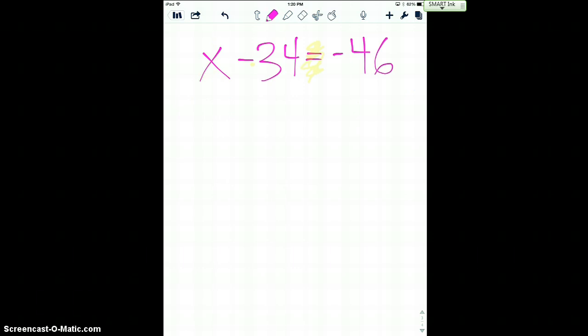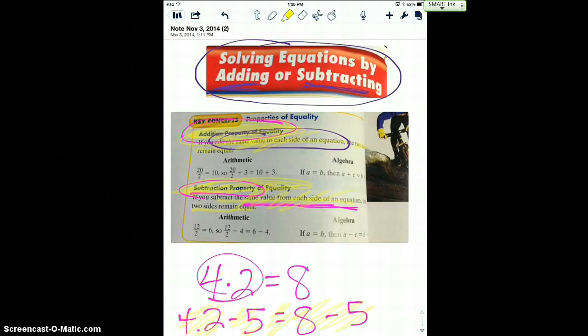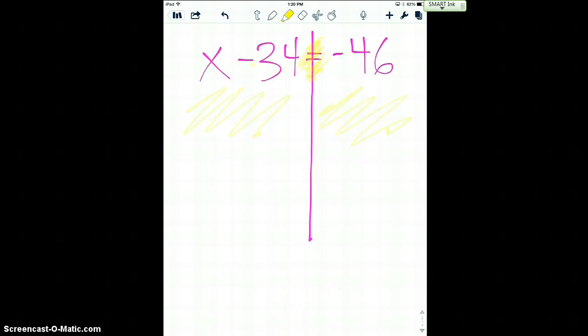And we're going to go through some examples in class, so don't worry if you're not understanding this. But I'm going to draw a line down the equal sign to show that whatever I do to one side of the equation, I'm going to have to do the other to keep things equal. Just like the addition properties of equality, subtraction properties of equality. So the whole goal is to figure out what x equals.